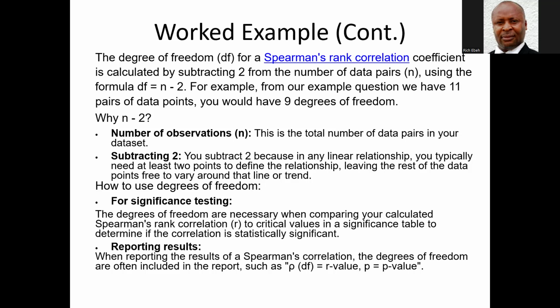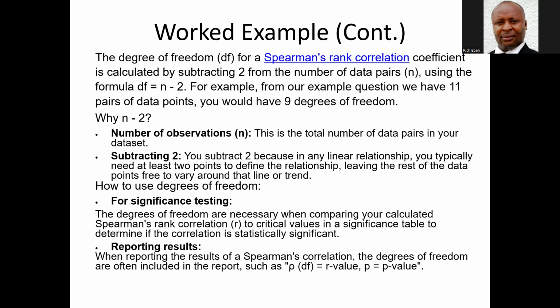So why do we have to say n minus 2? The number of observations, this is the total number of data pairs in our data set, is n, which is 11. You have to subtract 2 because it's a linear relationship. In every linear relationship, there are 2 points. There's always an x and always a y.